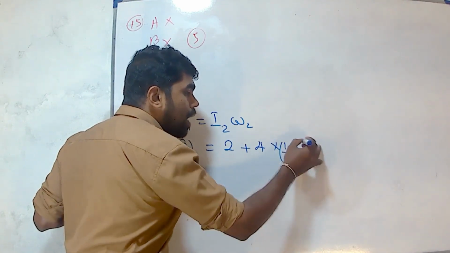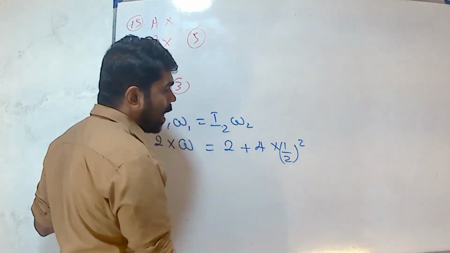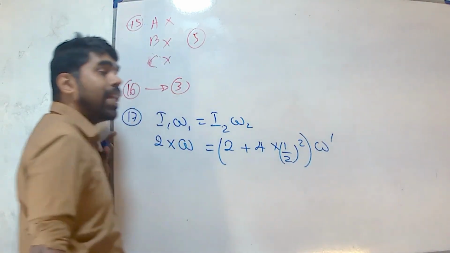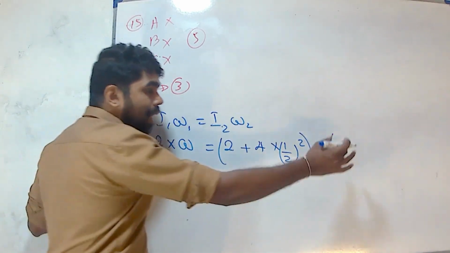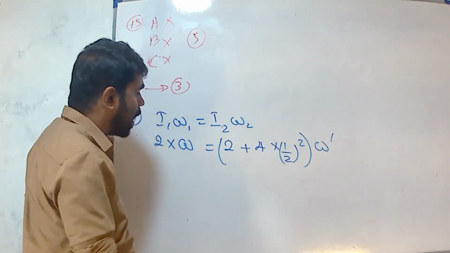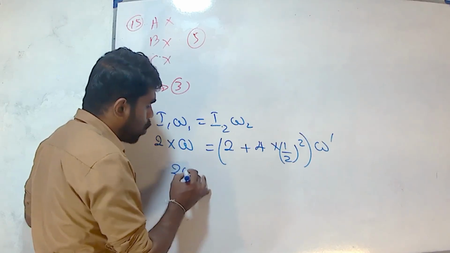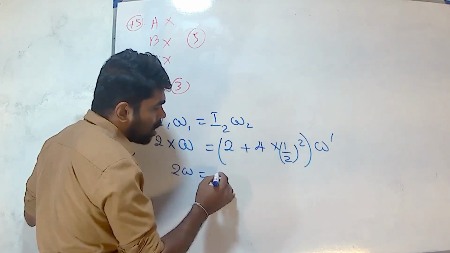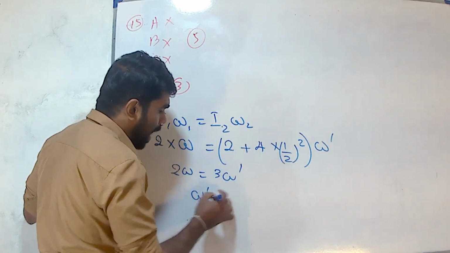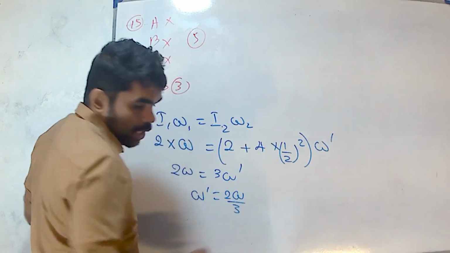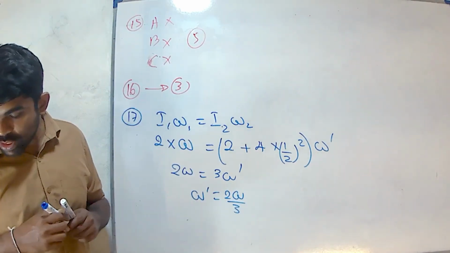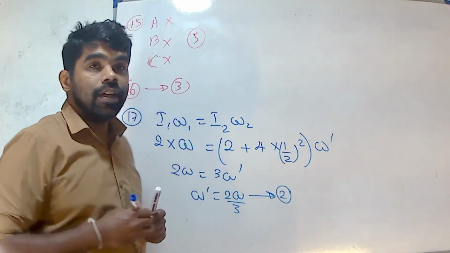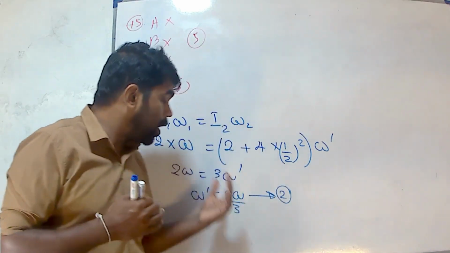We have to use mr squared, mass into radius to the power 2. We have to multiply by the final angular velocity. I have considered the final angular velocity as omega dash. Then we can simplify: 2 omega equals, when simplifying this value, the answer is 1, 2 plus 1, 3 omega dash. Then omega dash is 2 omega over 3. Answer is 2 for question number 17, when finding angular velocity.